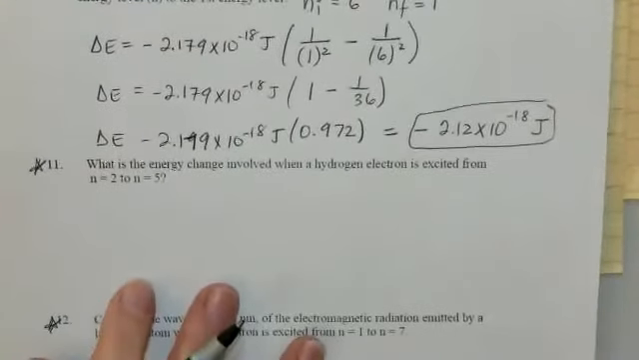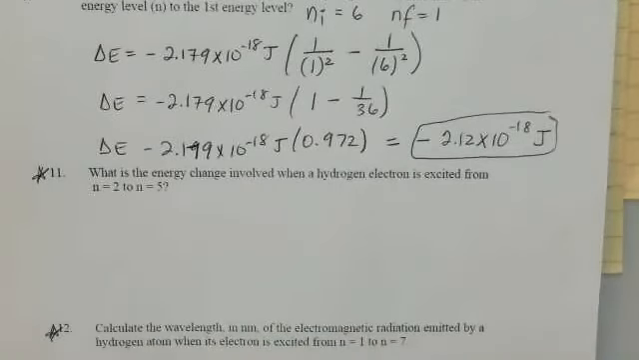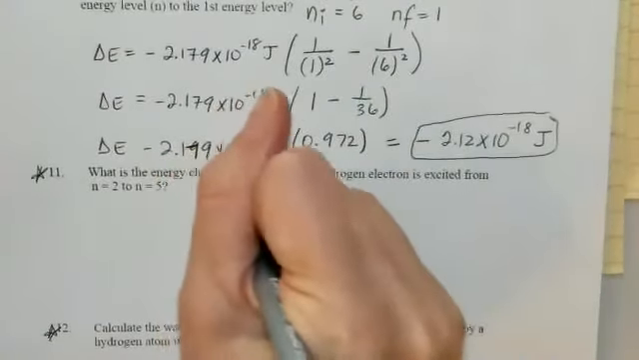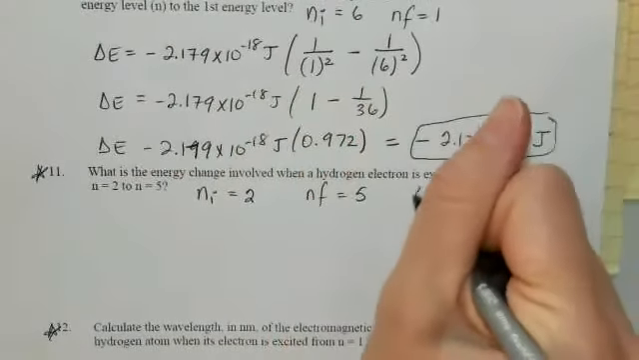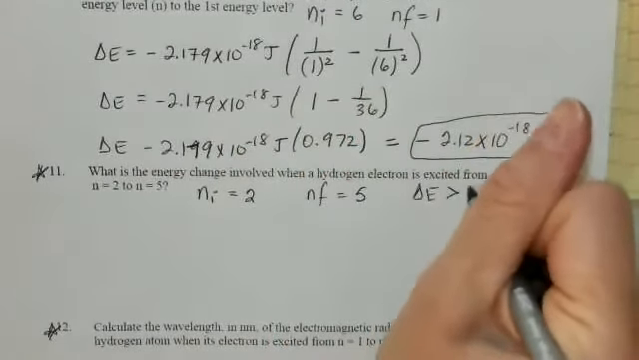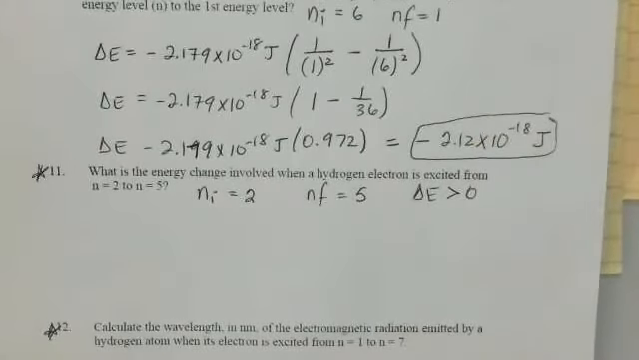All right, next question is very similar. We're just going to go in the opposite direction. We want to know that change in energy when we go from 2 to 5. So since we're going in the opposite direction, my initial is starting out at 2, my final is going up to 5. We're going to expect here delta E to be greater than 0. We should end up with a positive value here because, again, we're moving away from the nucleus. That's going to be an endothermic change.